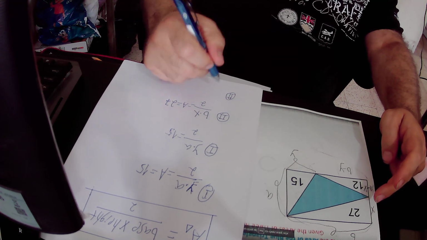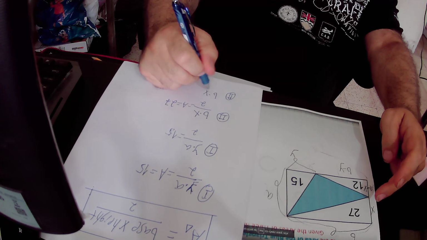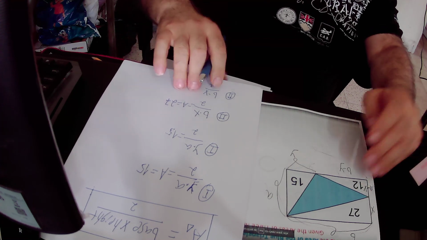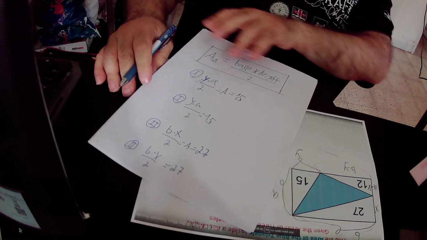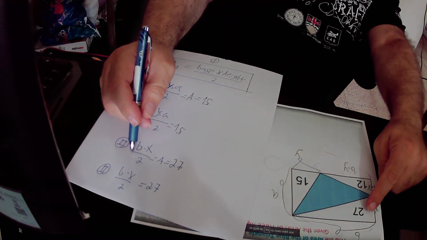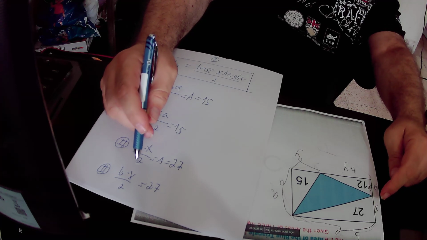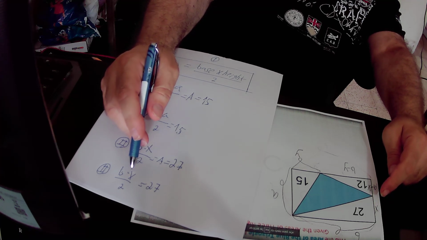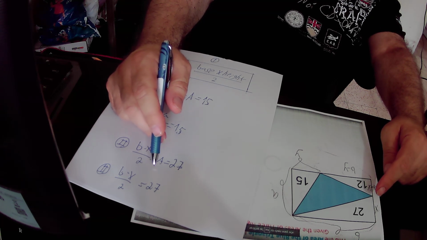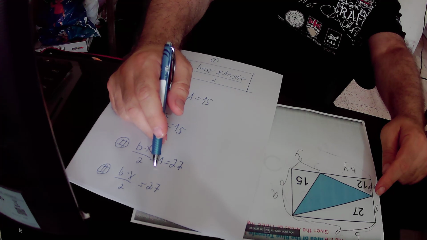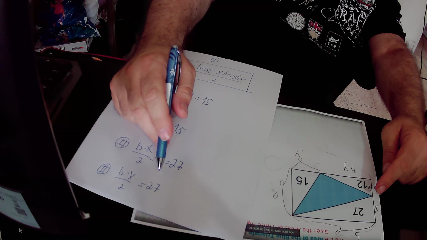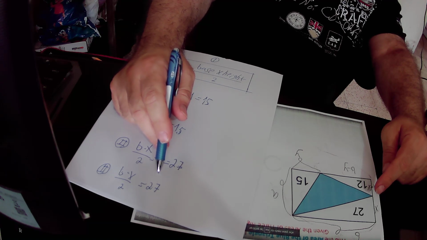So we can write that b times x divided by 2 equals 27 units. The base of this right triangle is b, the height is x, and we divide all by 2, so we know that the area is 27 units.